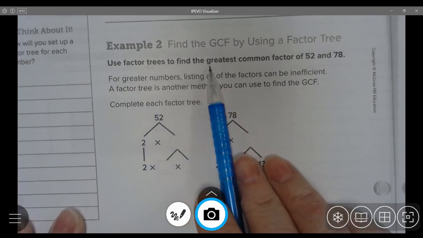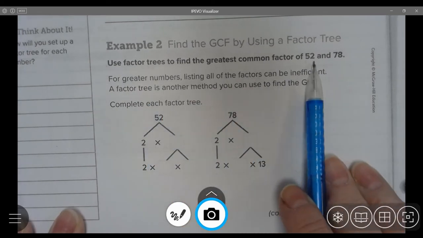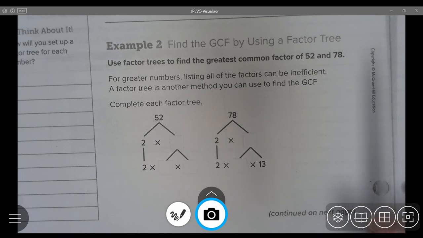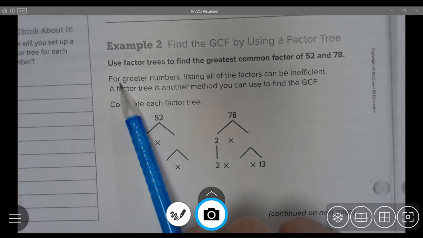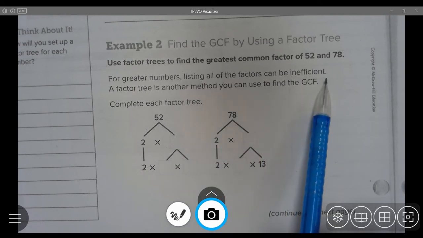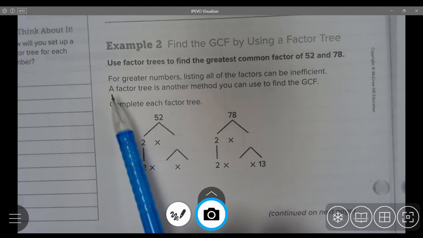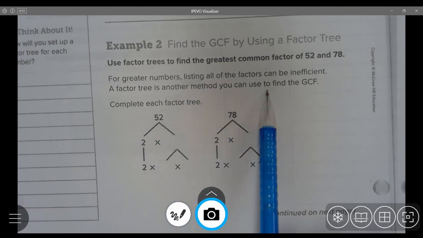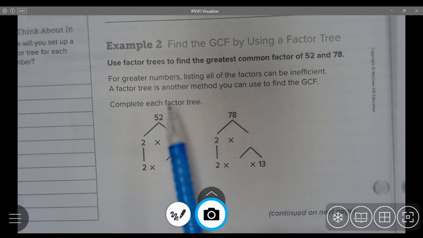Use a factor tree to find the greatest common factor of 52 and 78. Now, remember back on the other page, we said, when would a list not be good? This would be the case because sometimes there's a number of factors, and in this case, we can go ahead and use a factor tree. So for greater numbers, listing all the factors can be inefficient. It means not the best or quickest way to do it. A factor tree is another method you can use to find greatest common factor.